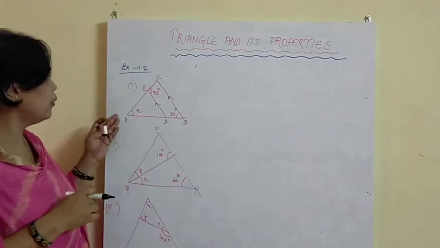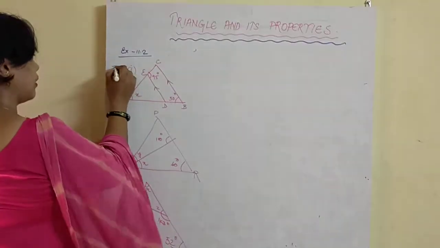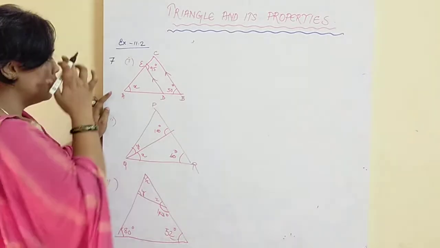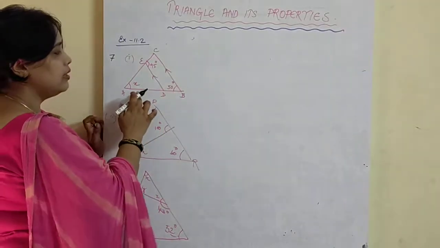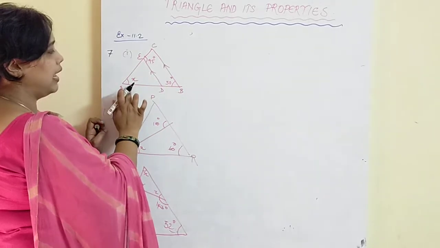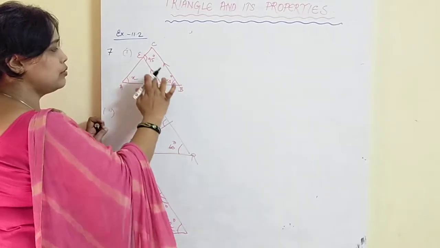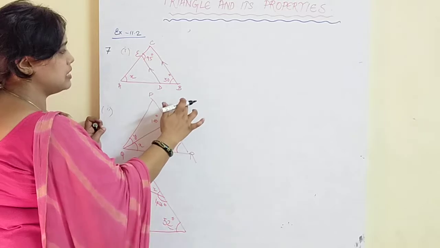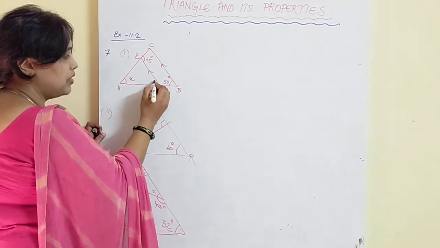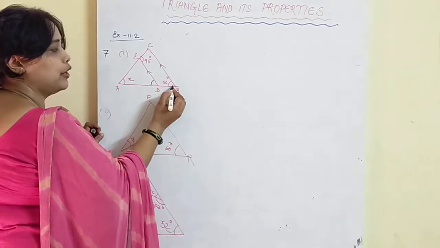Students, come to question number 7. This is 7 part 1, where you have to find out again x. So here you see that in this triangle ACB, we have to find the value of x. ED is parallel to BC. So very clearly, you can see that this particular angle is corresponding to this.